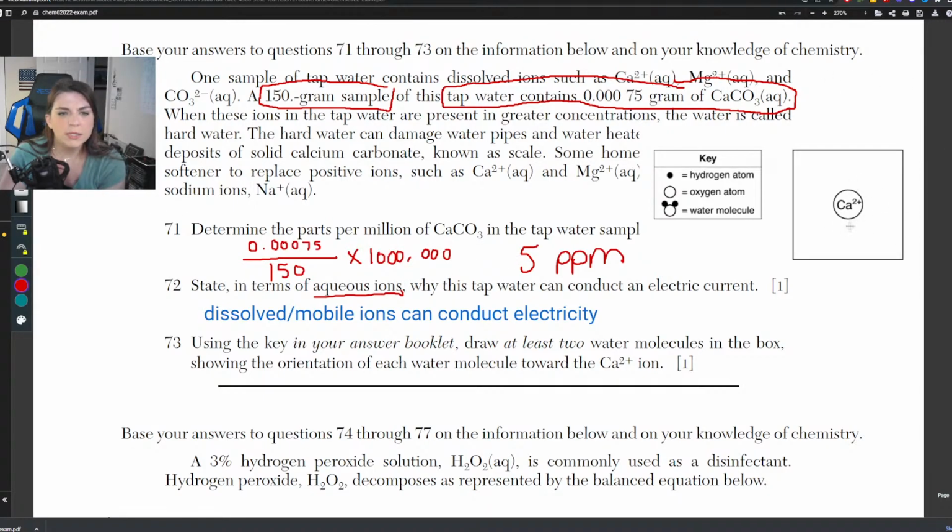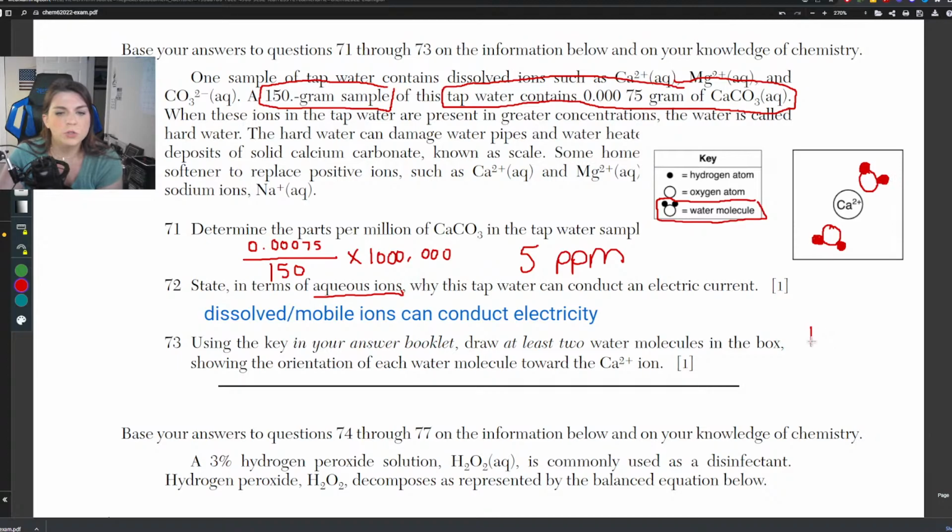So calcium is a positive ion. And water molecules are this like little Mickey Mouse shape, right? In a water molecule, the hydrogens are the positives and the oxygen, which is the big one here, is the negative. So it would look like this, and you have to draw at least 2 of them. I would only draw 2 of them. And that would be that.